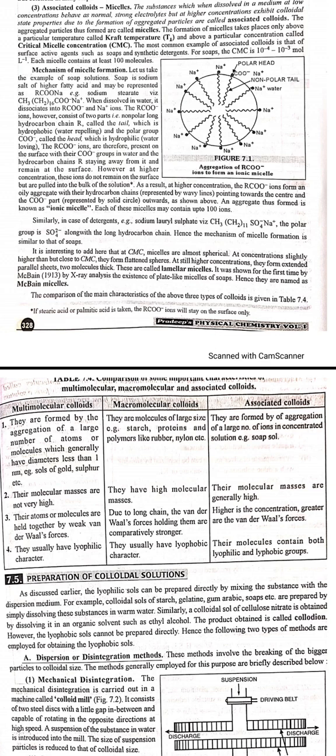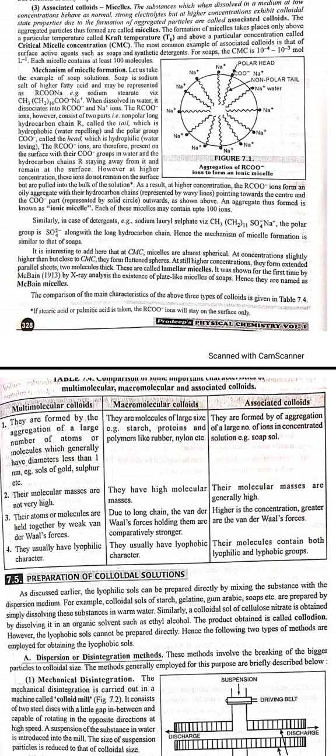It is interesting to add here that at CMC, micelles are almost spherical. At concentration slightly higher than but close to CMC, they form flattened spheres. At still higher concentrations, they form extended parallel sheets 2 molecules thick. These are called lamellar micelles.